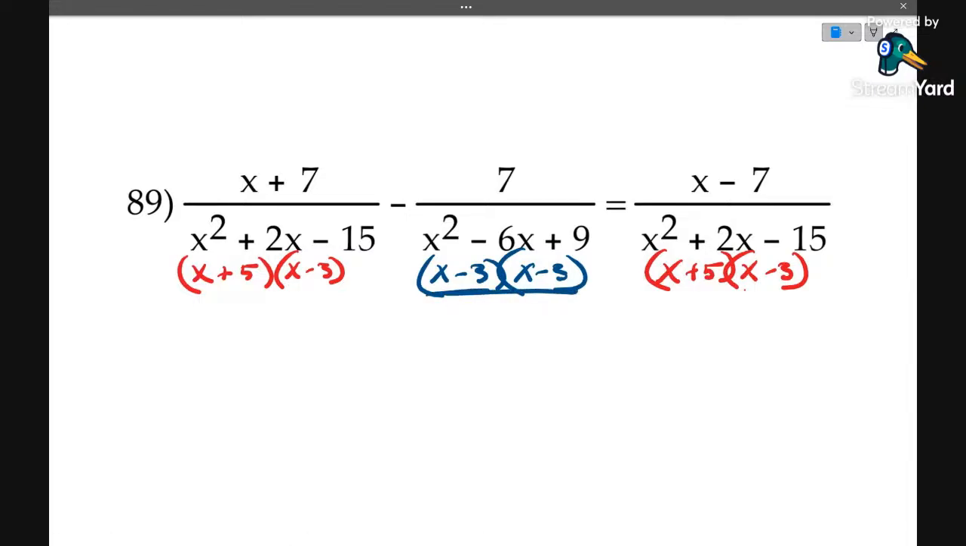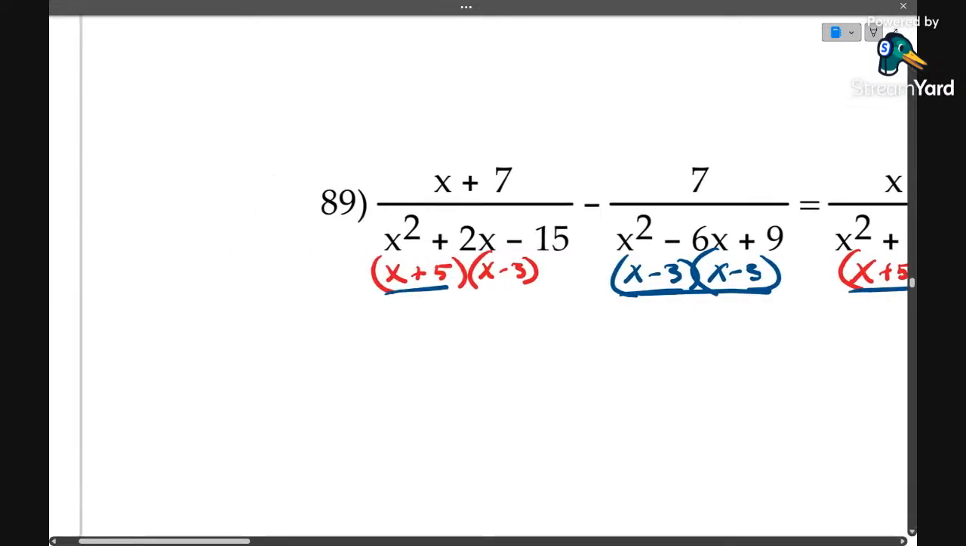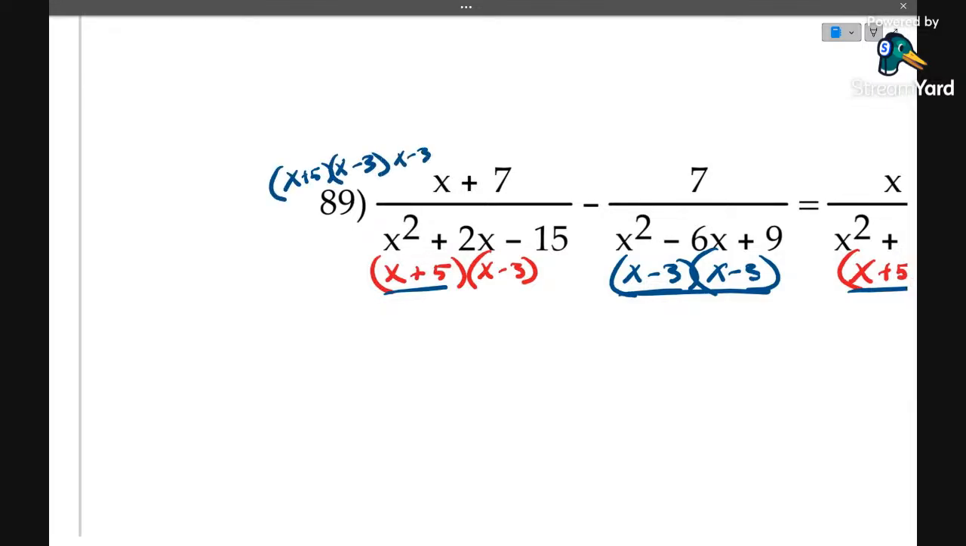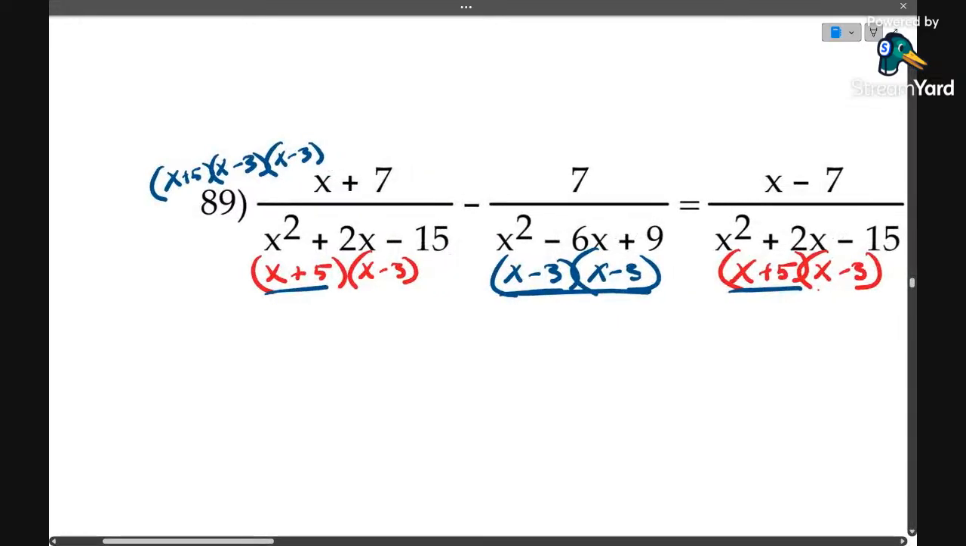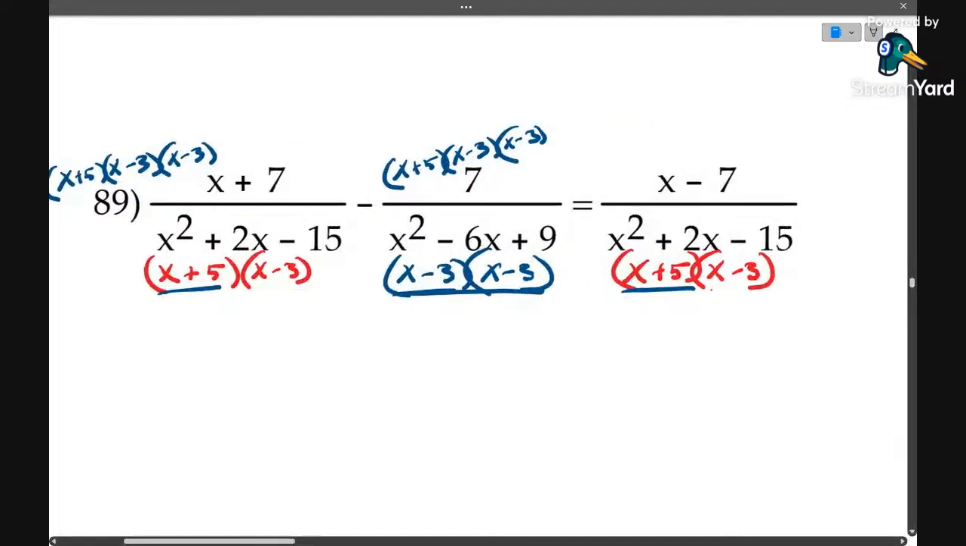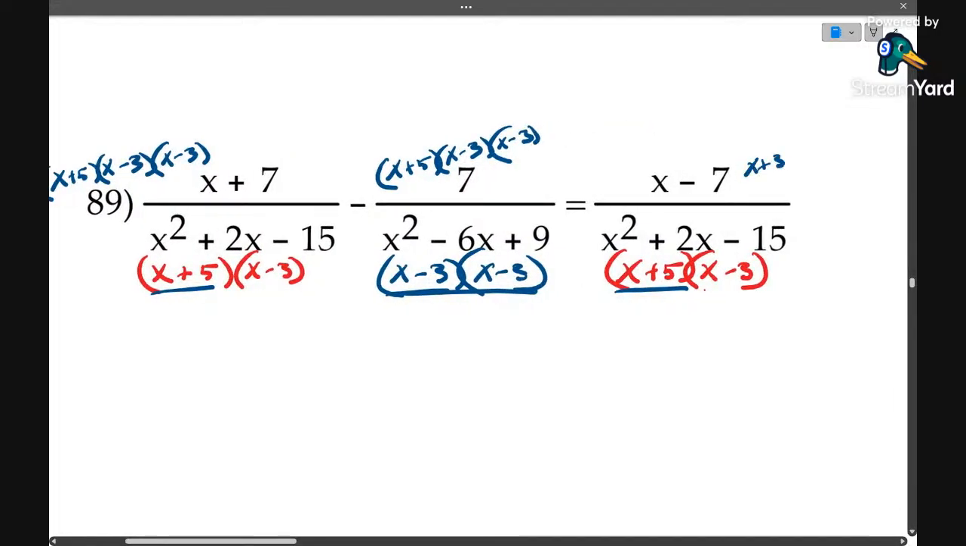So we need to include that as part of our least common denominator, and then we need to add in the x plus 5. So our least common denominator is x plus 5, x minus 3, x minus 3. We're going to multiply everything by all 3 of those factors. X plus 5.